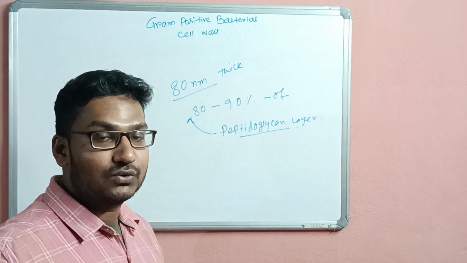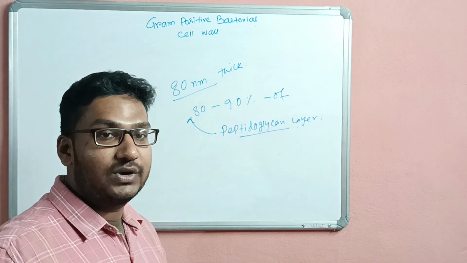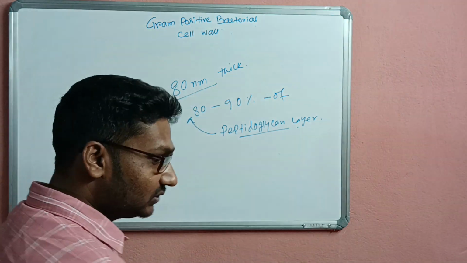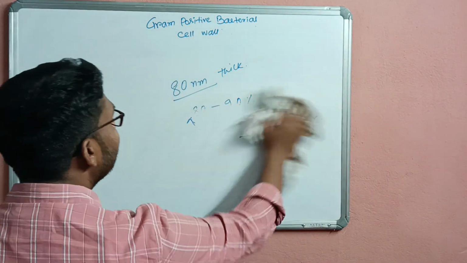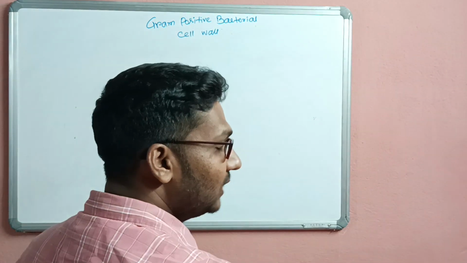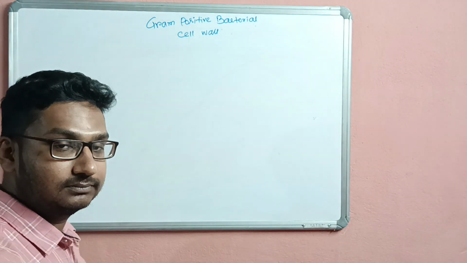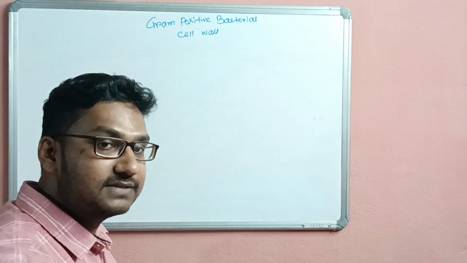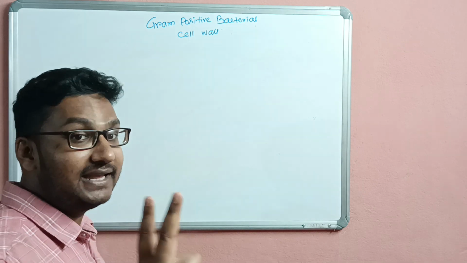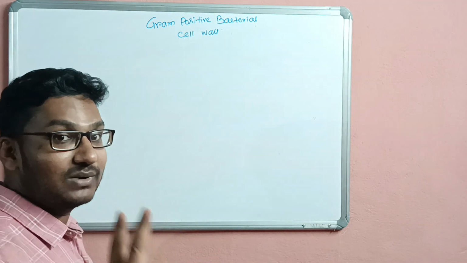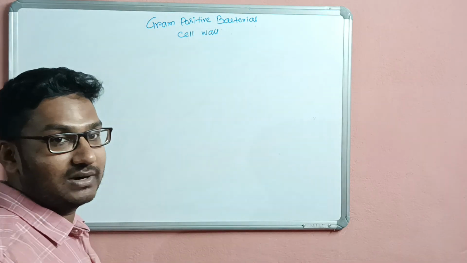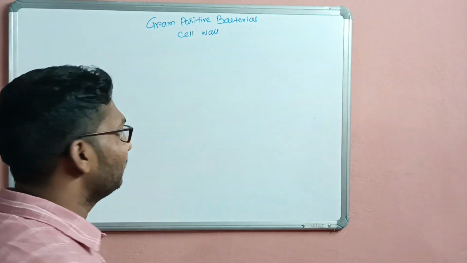Now the question is, which components are generally present in the gram positive bacterial cell wall? Okay, so in the gram positive bacterial cell wall, there are two major components. One is the peptidoglycan layer, another one is teichoic acid. Teichoic acid is a very important factor. It is one of the chemical compounds which is generally found in the gram positive bacterial cell wall, not in the gram negative bacterial cell wall.